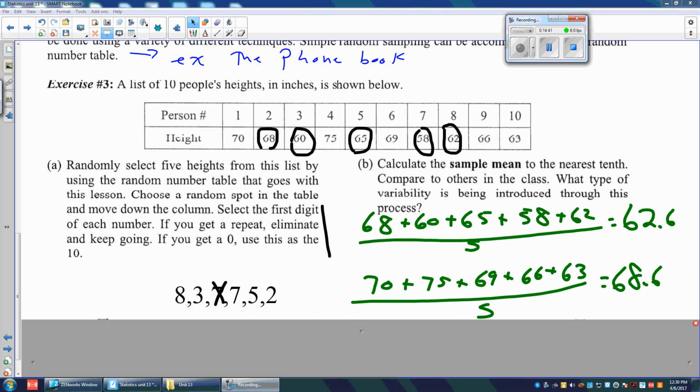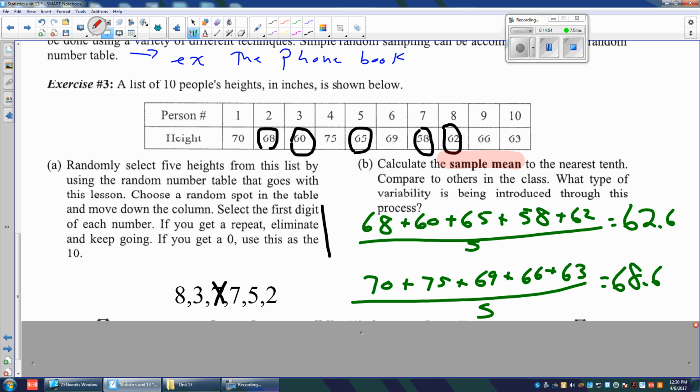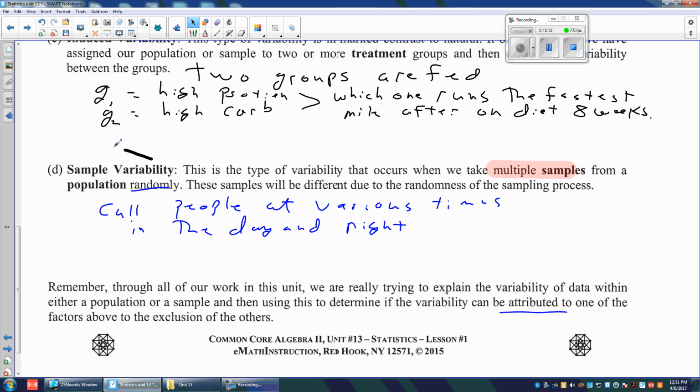Question B asks us to calculate the sample mean. So out of that sample, we take the average, add them all up, hit equals, divide by 5, we get 62.5. So what's this underneath here? Well, what I did was I took the numbers that I didn't sample, the other 5, and found their mean. You will notice that they are different numbers. That is a sampling difference. The difference in those is just because of the sample that was taken. So that's right here. That's sampling variability. It's an example of sampling variability.